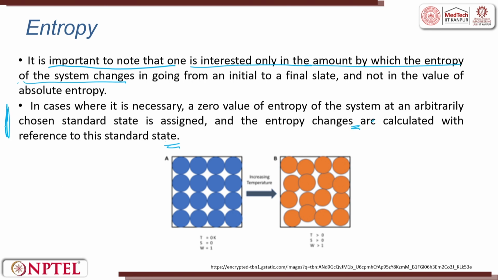So, this is also important. These two are very important. In cases where it is necessary, a 0 value of entropy of a system at an arbitrarily chosen standard state is assigned, and entropy changes are calculated with reference to its standard state. So, here we will try to have all those things. This is what it is. So, the increase in temperature, what happens to the things? You can see this very clearly, what happens to temperature, what happens to work, what happens to entropy.